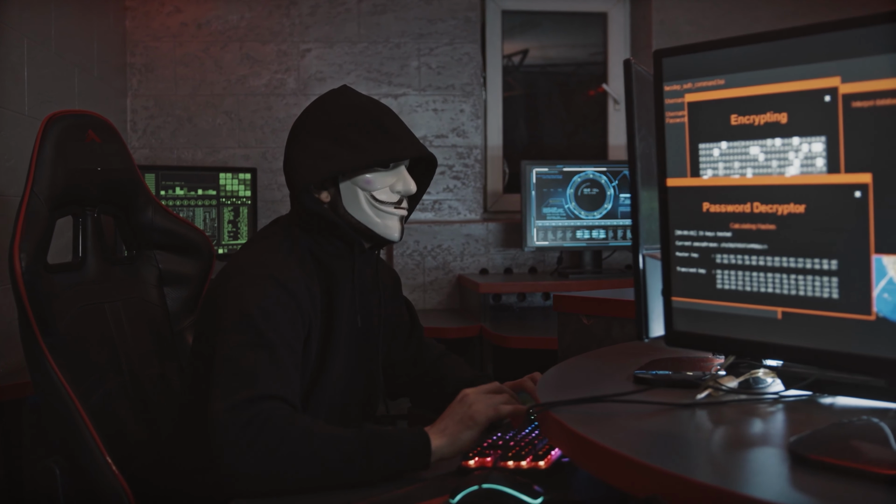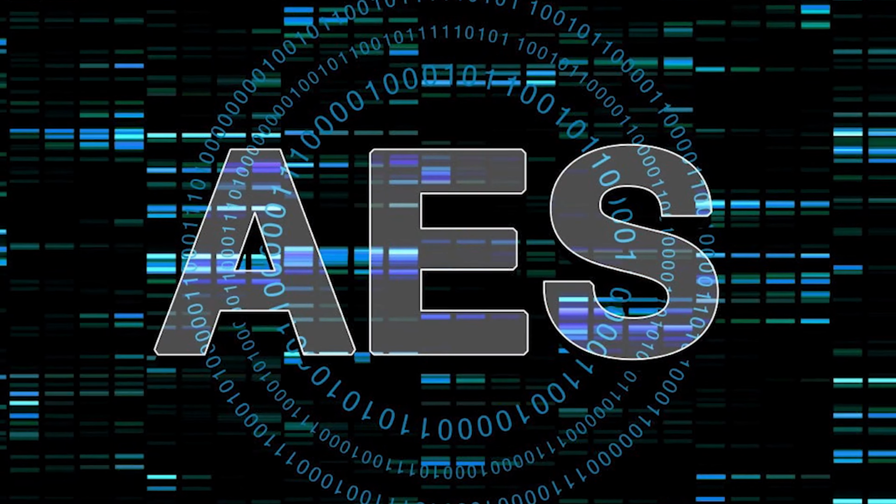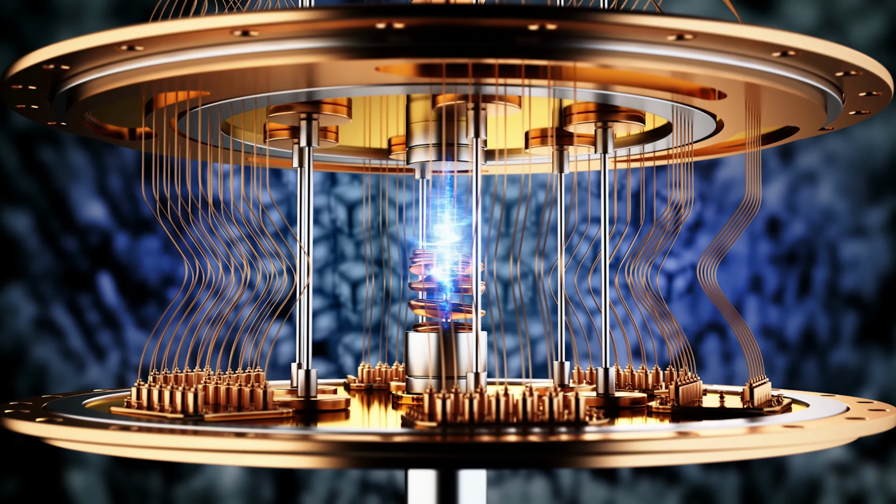Despite its incredible power, encryption isn't perfect. Hackers evolve, and so must encryption techniques. Older algorithms like DES have been retired, replaced by stronger ones like AES, but the looming threat of quantum computers could potentially unravel today's encryption standards.